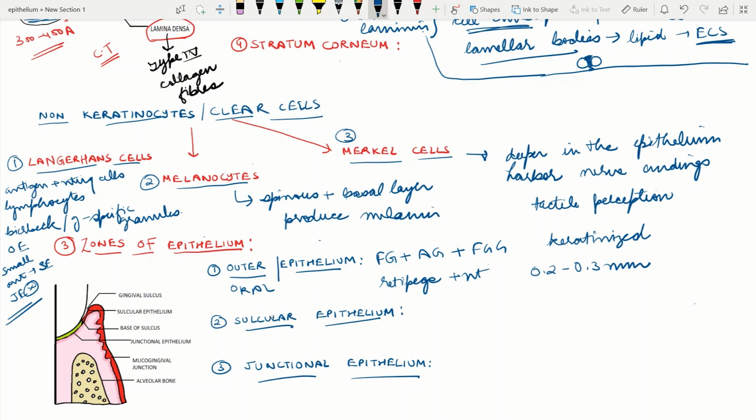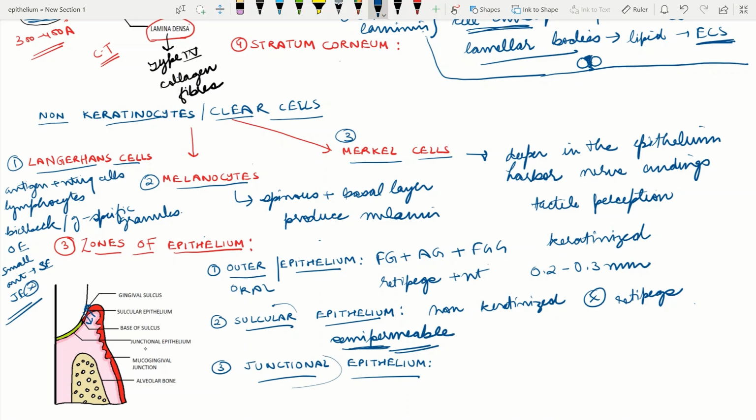Now coming to the sulcular epithelium, as the name suggests, it lines the gingival sulcus. Okay, this epithelium is non-keratinized. There are no rete pegs present, and it is semi-permeable. That is, it allows the passage of bacterial products. So if you see here, the bacterial products will seep into the gingiva through this sulcular epithelium, and the gingival fluid or crevicular fluid will seep into the gingival sulcus with the help of sulcular epithelium. So this is basically a semi-permeable membrane.